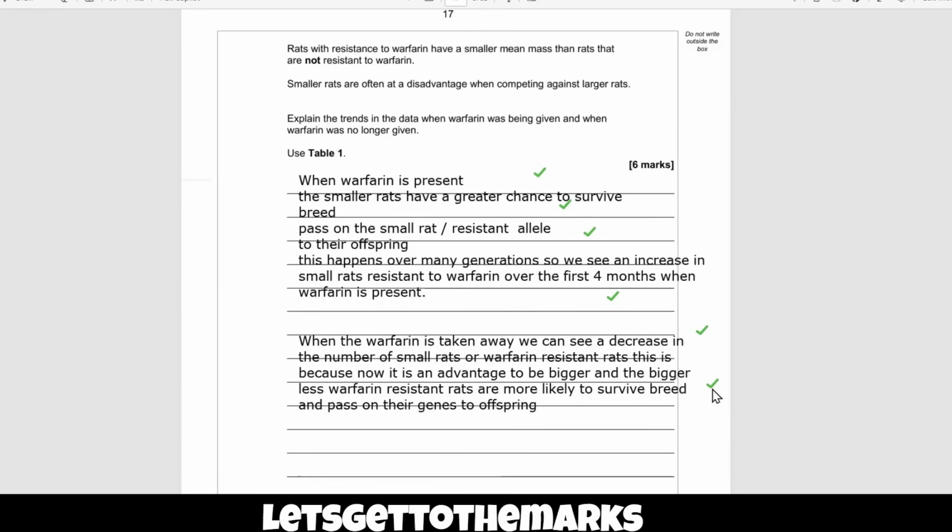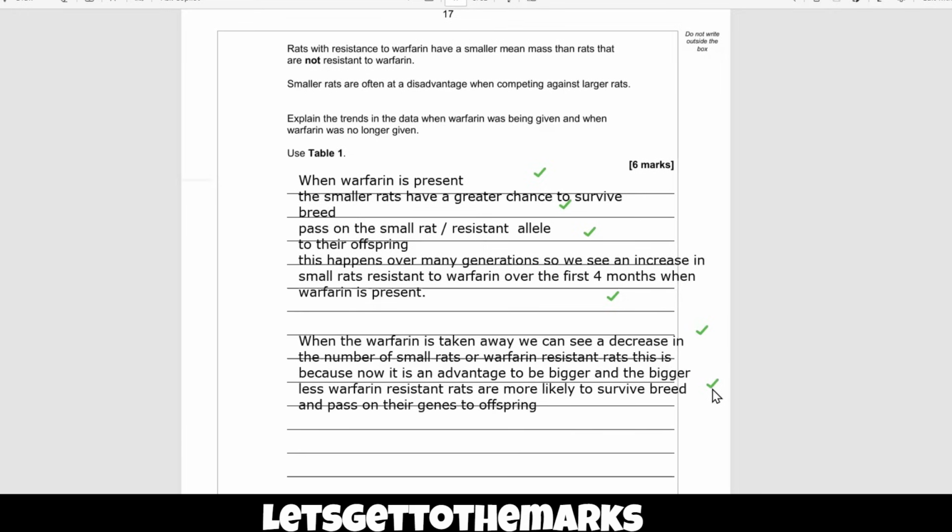The big bad boy rats, they can fight better, outcompete the other rats, steal more food. They're like, yeah, I'm gonna survive, you're gonna starve. They're like bigger, badder, right? But if you throw warfarin into the mix, suddenly being small is an advantage because the smaller rats tend to have a resistant gene towards warfarin. And so if you throw warfarin in, they're like, oh, you big boys are in trouble now.